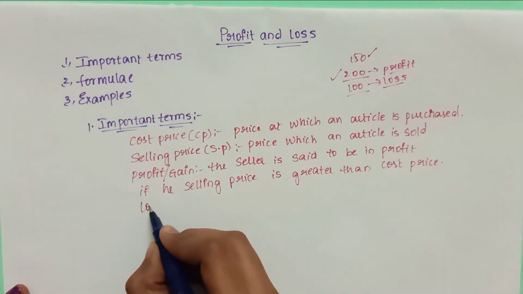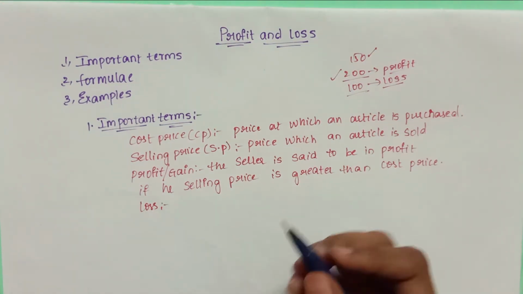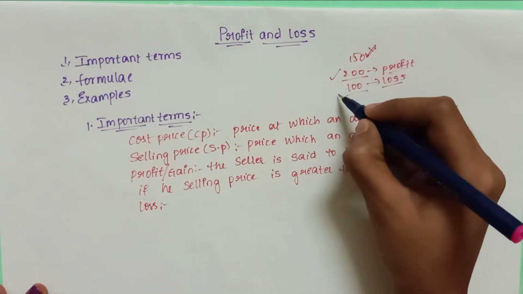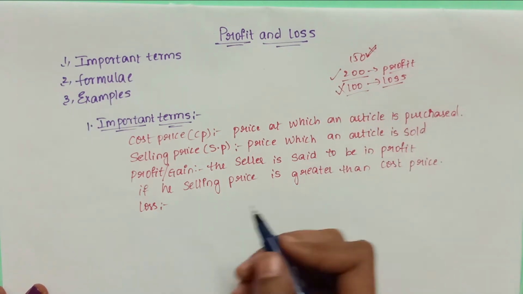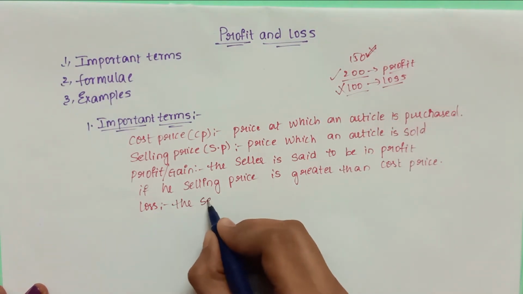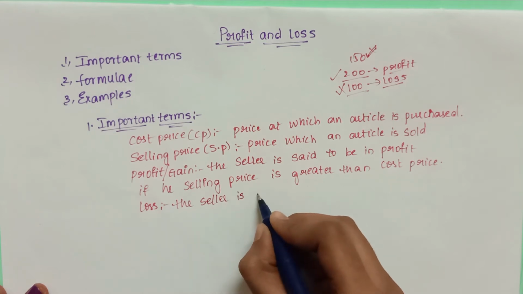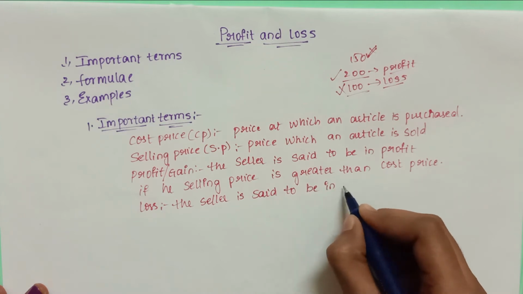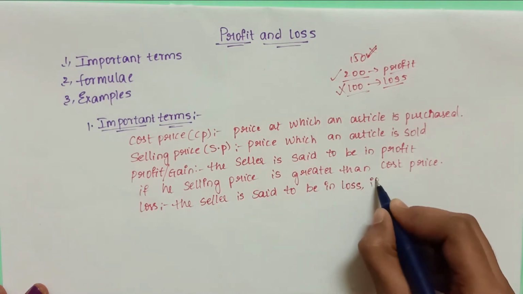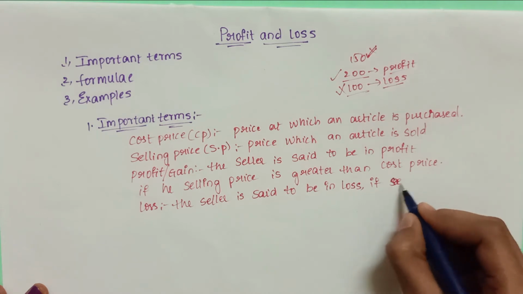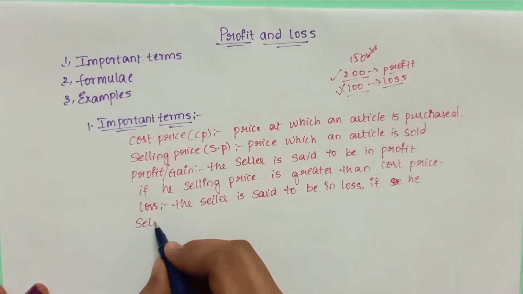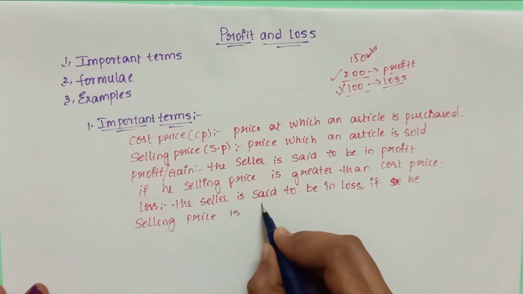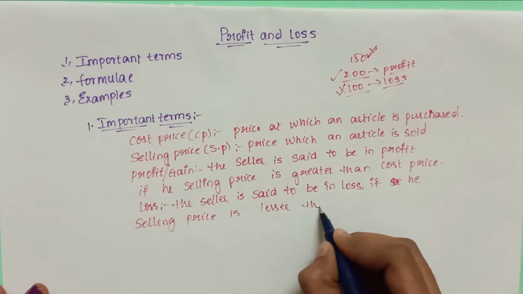Next one, loss. Loss means cost price is 150 but we sold it for 100, so less. The seller is said to be in loss if his selling price is lesser than cost price.